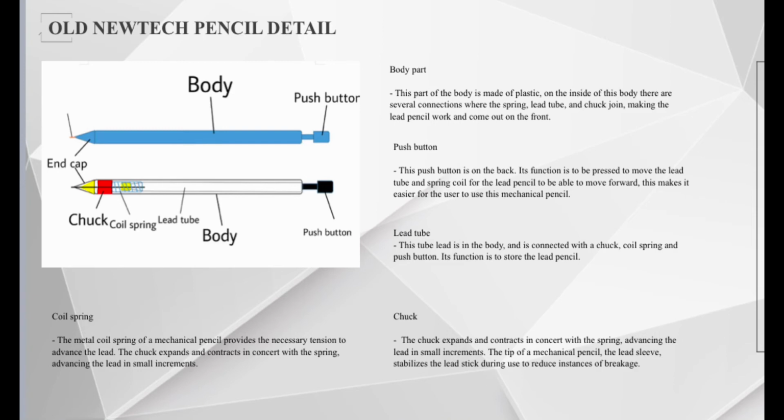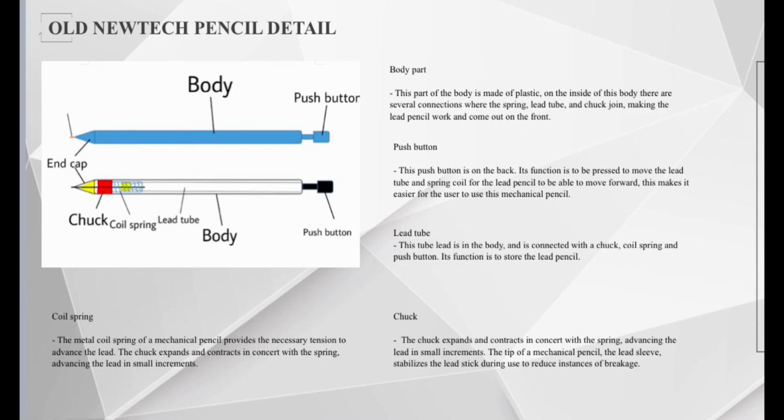Second, body part. This part of the body is made of plastic. On the inside of this body, there are several connections where the spring, lead tube, and chuck join, making the lead pencil work and come out on the front.